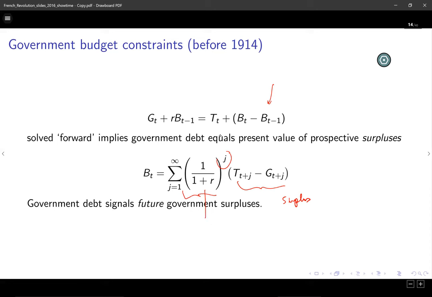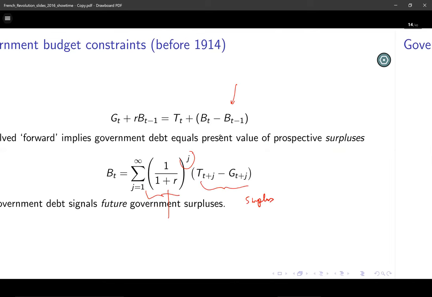So by the way, I'm going to have some fun problems that I'm going to hand out. One problem I could say is you're an advisor to Mrs. Clinton or Donald Trump, and that person has heard that government debt signals future government surpluses. How could that possibly be? Explain it to them. That's the kind of problem I would feel free to ask you. Okay.